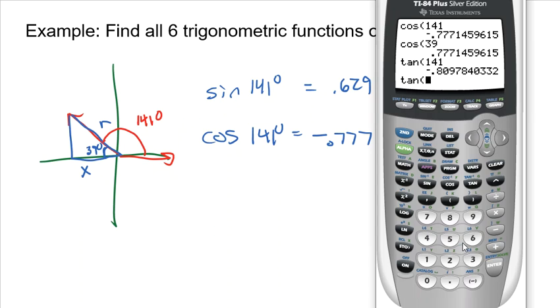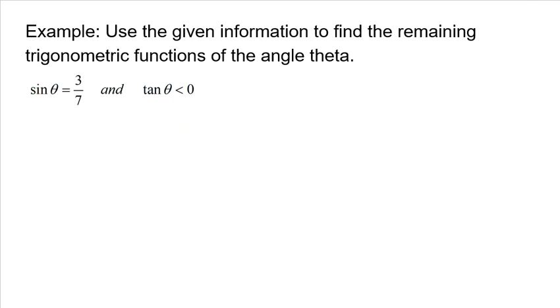And again, check this out. Tangent of 39 degrees. Look at this. The same value. But be careful, because I'm in quadrant 2, y's are positive, x's are negative. When you divide y divided by x, you are going to get a negative number. So hopefully this is making sense and sinking in. Let's do one more example.